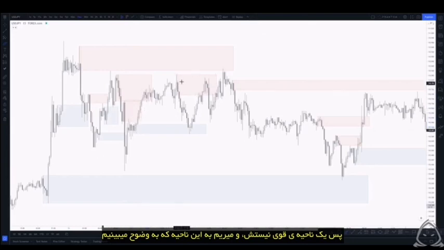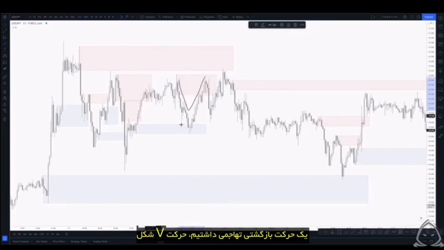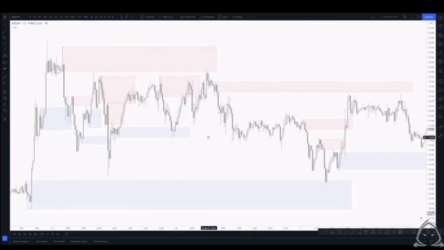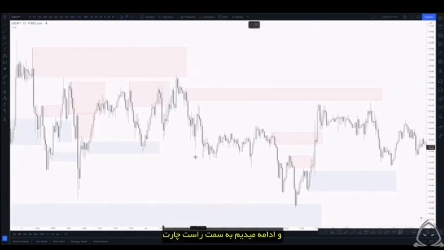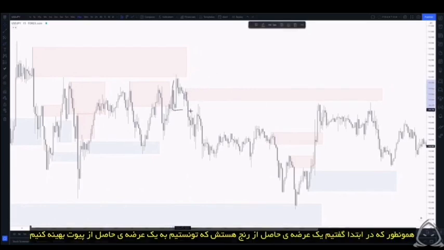Then we'll carry on to this zone, which we can very clearly see just looking at it. We had a very aggressive move back into the zone, a V return. And we'll just keep moving to the right side of the chart. This is an interesting one right here. As we had initially mentioned, this was a range created supply zone that we were able to refine to more of a pivot created supply zone.